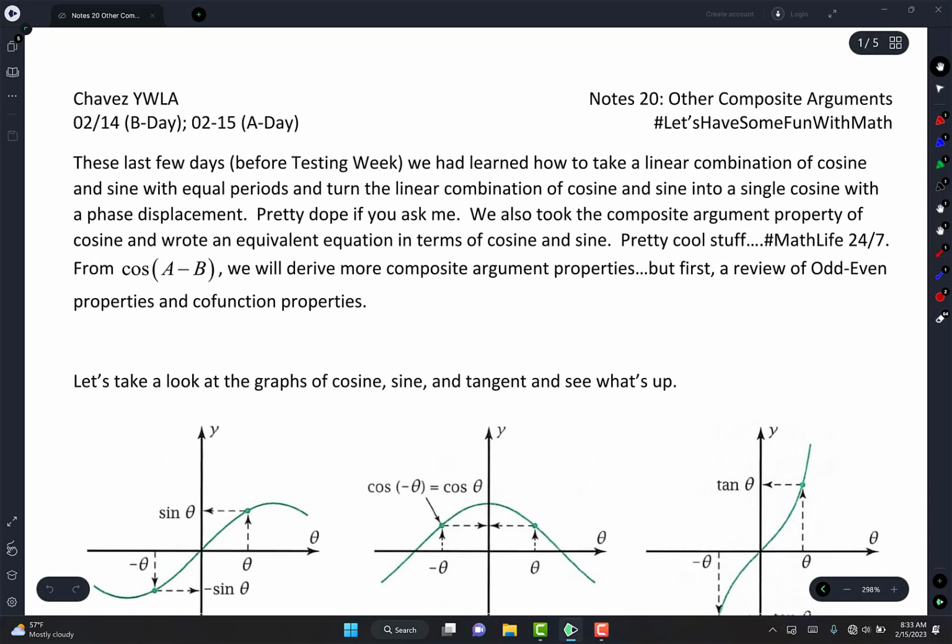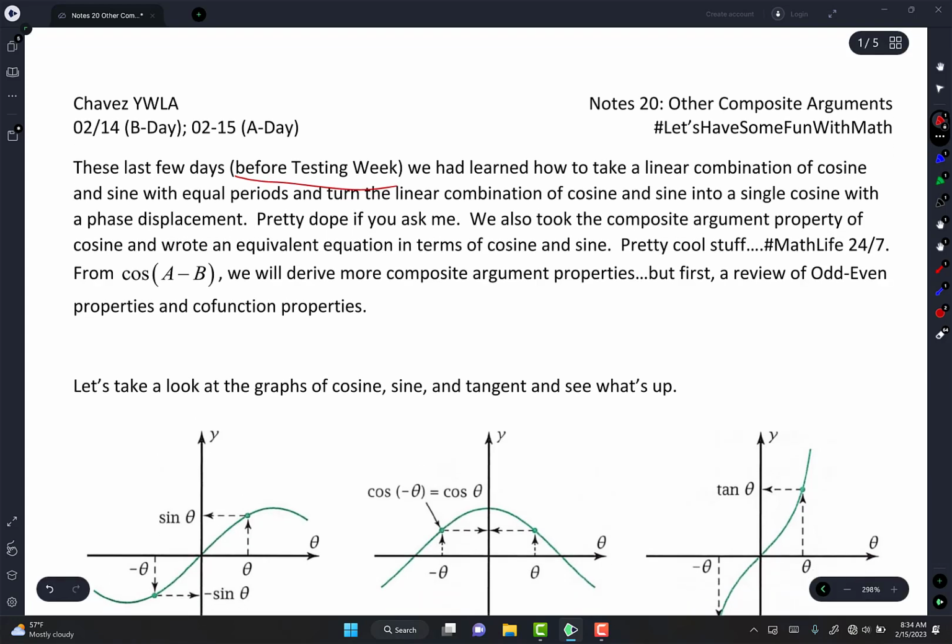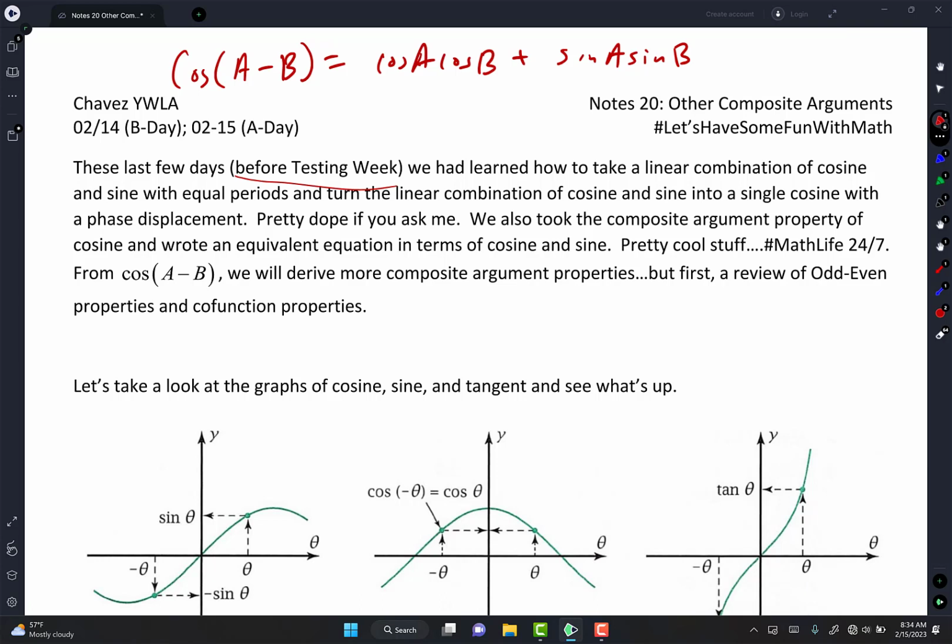All right, guys. I know I put this in here the last few days, but we're talking about before testing week. The only composite argument formula that you know at the moment is this one: cosine of A minus B. Is this the one that we covered last week? Cosine A cosine B plus sine A sine B? Or two weeks ago, before testing week? That's the only one you know.